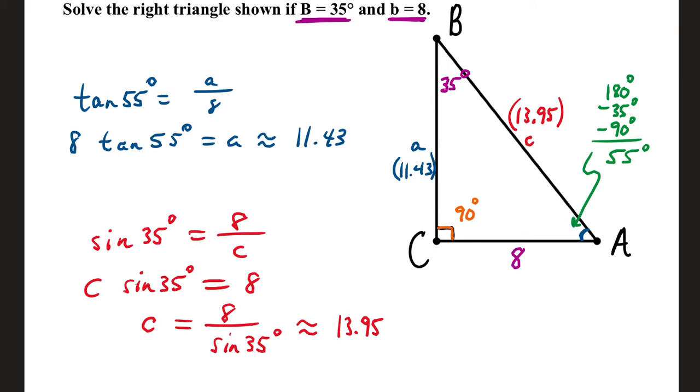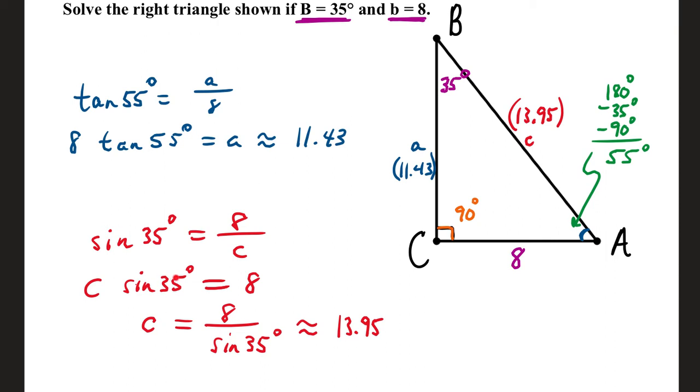Now, if you know A and B, you can use Pythagorean theorem to get C, or you can just use another trig ratio. For example, in class, we decided to use sine, and we also picked this 35-degree angle. So sine of 35 is the opposite over the hypotenuse. Opposite over hypotenuse. Multiply both sides by C, and you get C times the sine of 35 degrees equals 8.